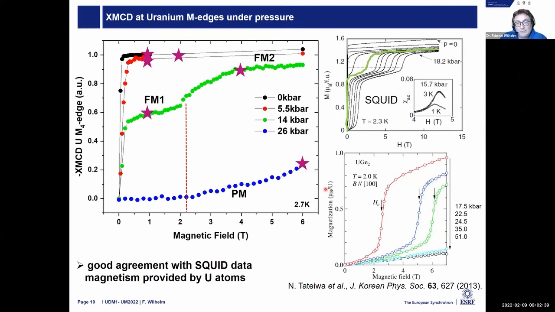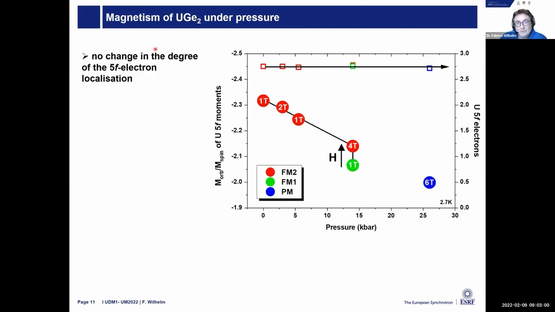So now we have determined the orbital to spin moment ratio for different pressures and for different fields, and this is what I will show in the next slide. First of all, I remind you that we saw no change in the degree of the 5f electron localization. This is this plot here. It is strictly a straight line. So there is no change in the uranium 5f electron count.